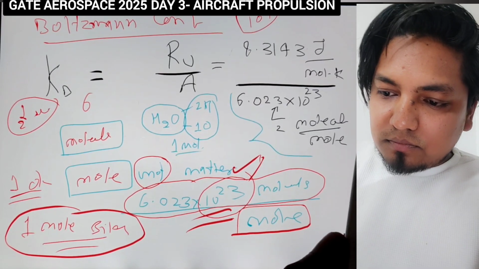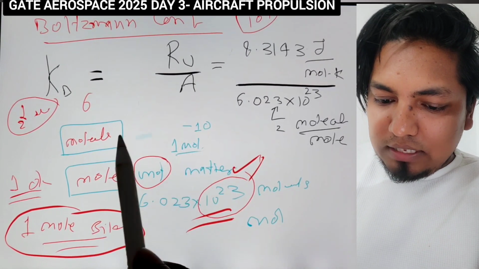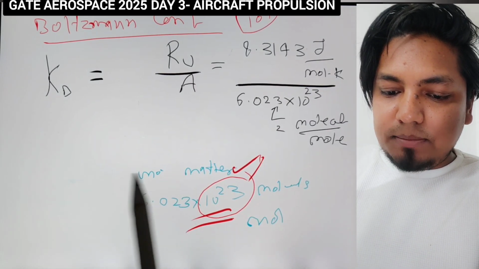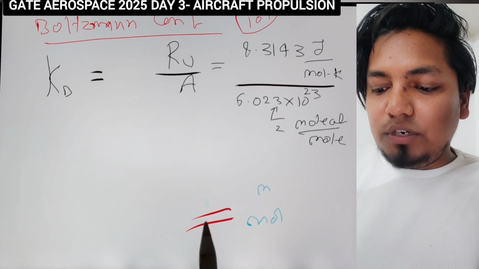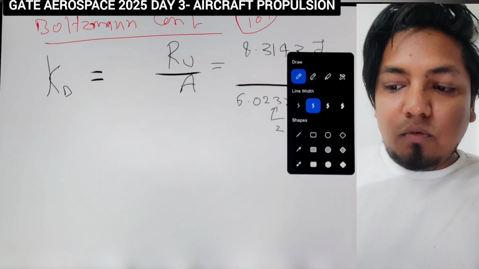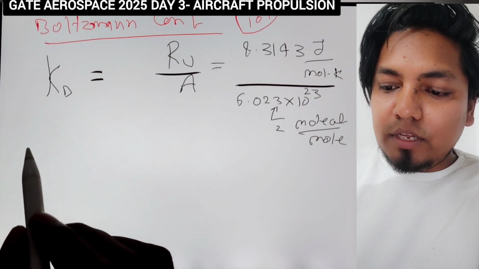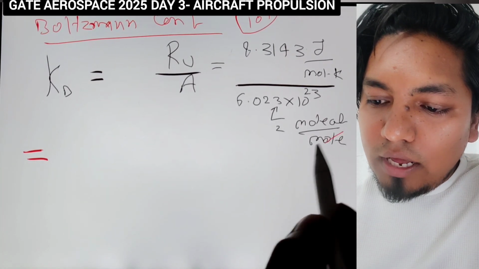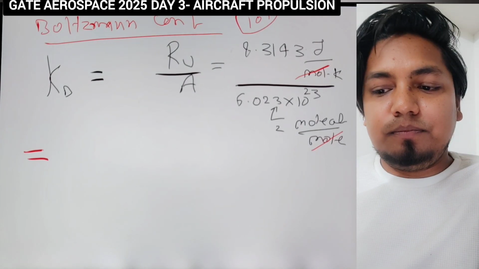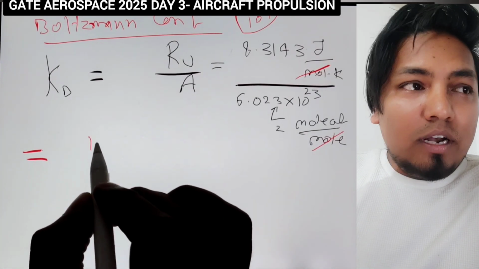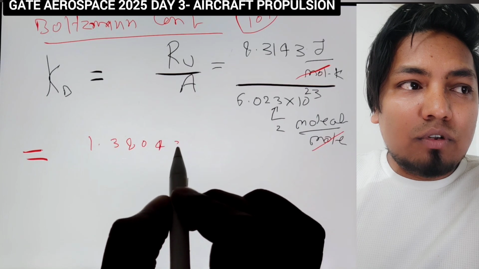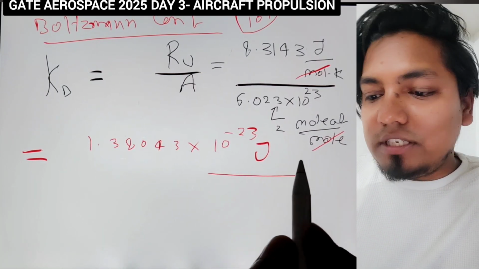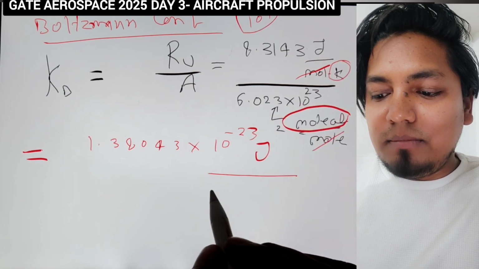Now I will erase all these things, because this was just basics I wanted to explain, and go back to the concept of Boltzmann constant. You relate this answer. What is the Boltzmann constant? If you solve this, then also check your units. Don't you think mole and mole will get cancelled? Yes. Then what will be remaining? 1.38043 into 10 to power minus 23 joule divided by what is remaining here? Molecule and Kelvin is remaining here.